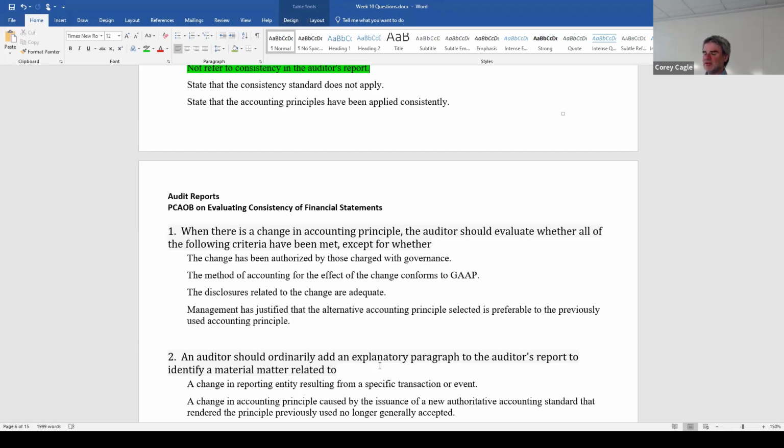That's not really something we're going to test for proper authorization, right? It's just kind of, if it happened, it's fine, and there's not going to be, oh no, that didn't get properly authorized, right? A little tricky of a question though, because you really have to think along those lines and be like, oh yeah, I guess they wouldn't test for authorization there. But we would be interested in the other things. We do want to make sure the method conforms to GAAP, obviously. We do want to make sure there's adequate disclosures, obviously. And we do want to make sure management has justified this principle is suitable or preferable to the other one. So you can throw out the other 3 and land on the first one regardless.